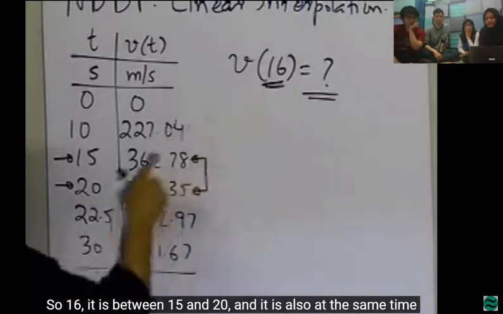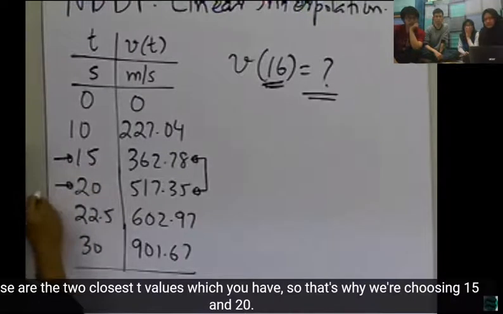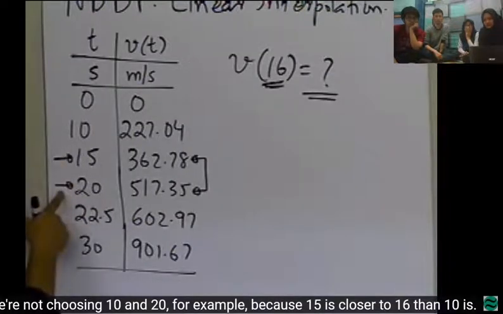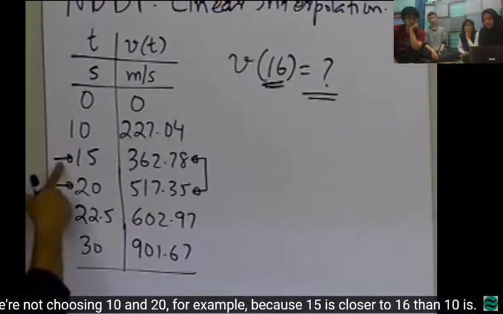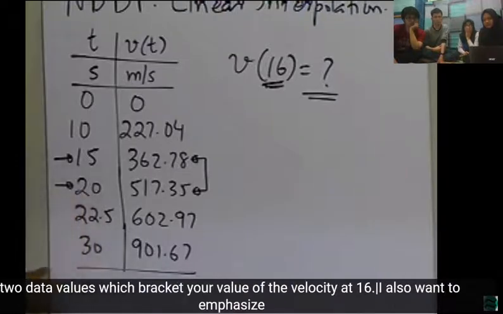So 16 is between 15 and 20, and at the same time, these are the 2 closest t values which you have. So that's why we're choosing 15 and 20. We're not choosing 10 and 20, for example, because 15 is closer to 16 than 10 is. So it's pretty straightforward. You have to find the immediate 2 data values which bracket your value of 16.